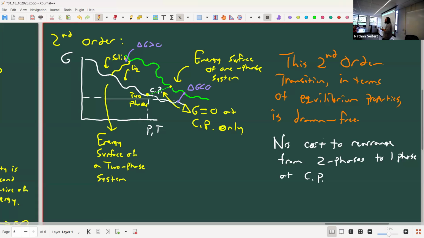And it doesn't have that barrier problem that first order phase transitions have. It's completely drama-free. They're exactly the same energy. If you're at this point, you're just as equally likely to be at this point. And so they just merge together. So let me show you two examples of this.